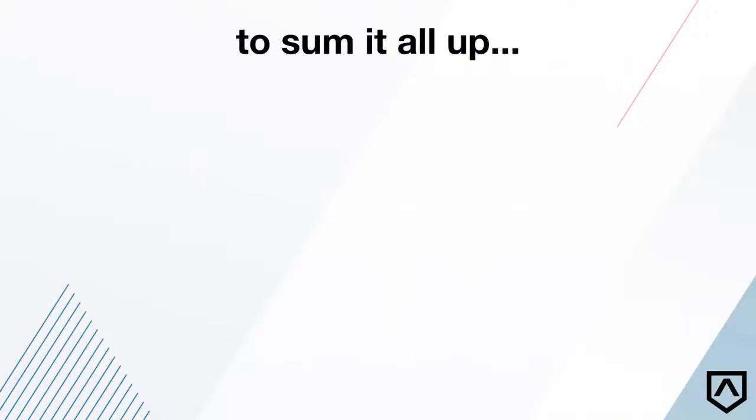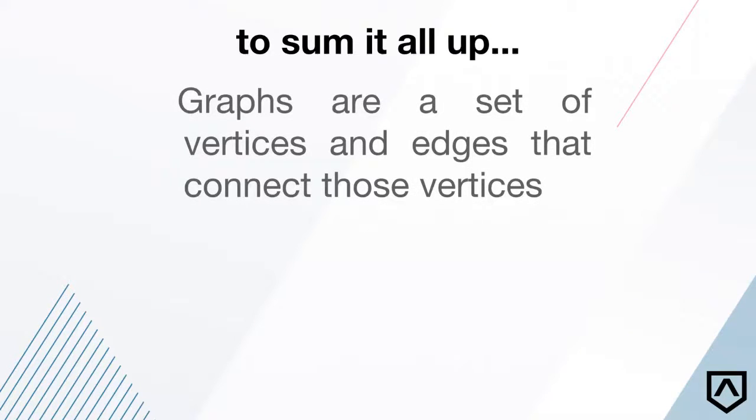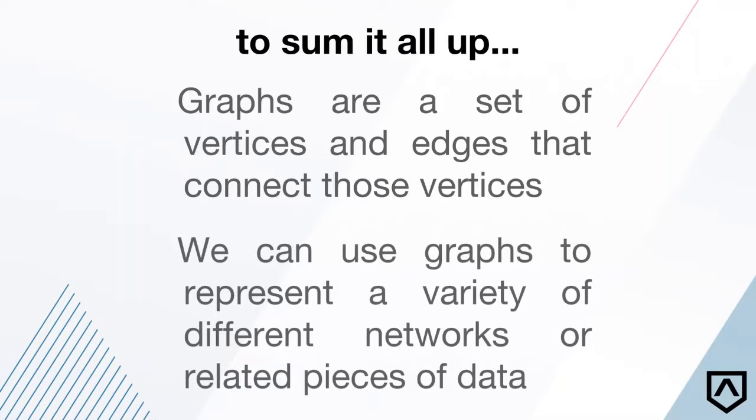Okay. So to sum all of this up, a graph is a very broad term that encompasses any data that we can represent with a set of vertices and edges that connect those vertices. And it's useful to represent a variety of different types of relational data, but it's particularly useful for representing different networks, both physical networks and conceptual networks.